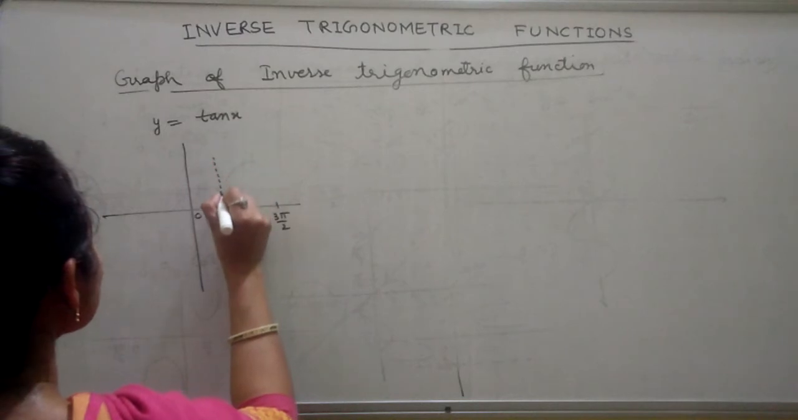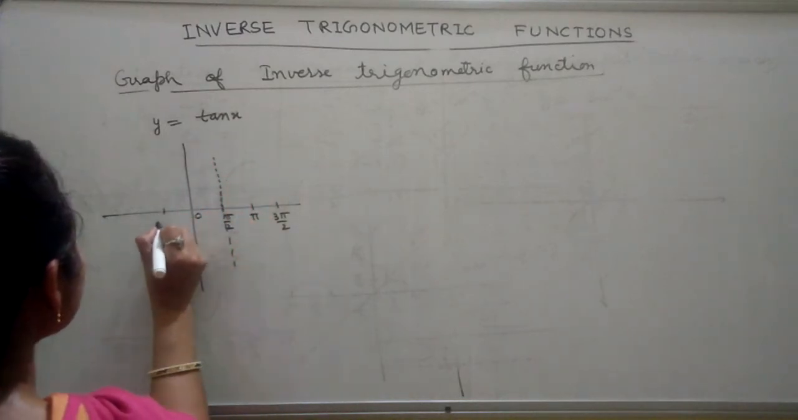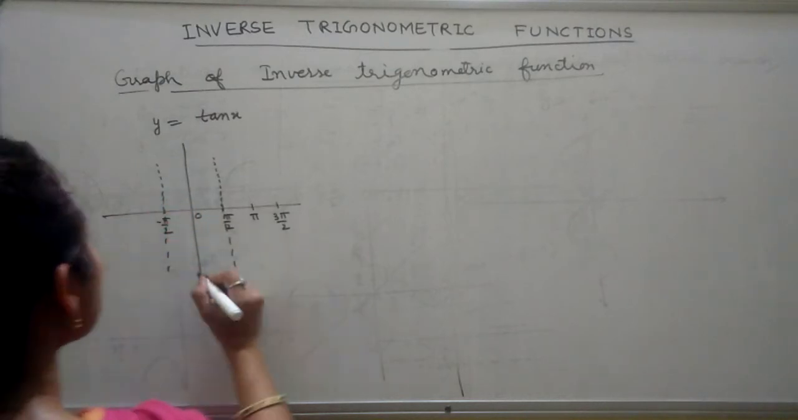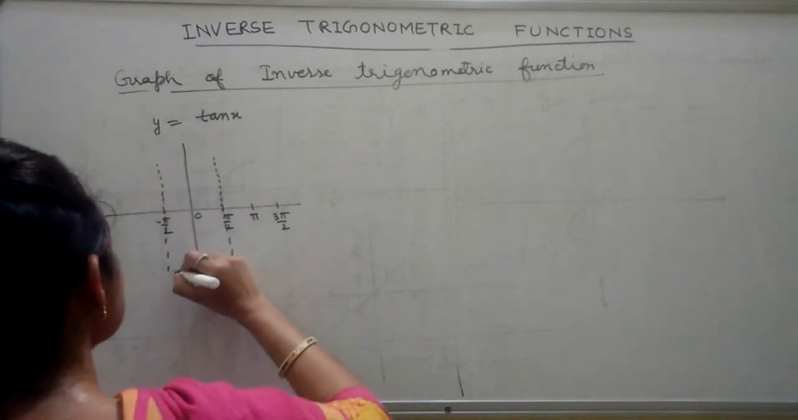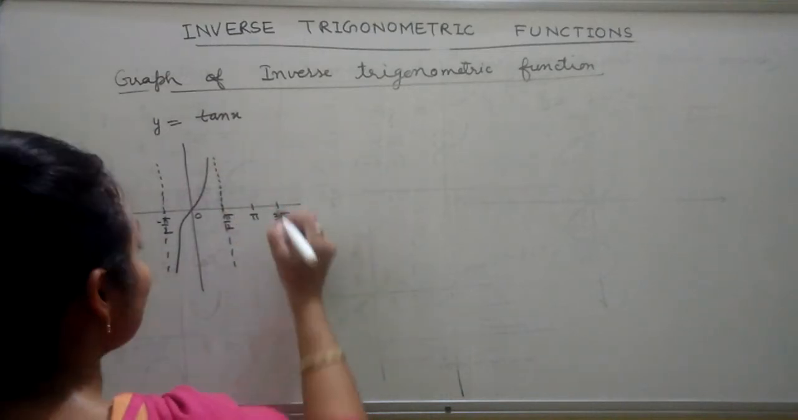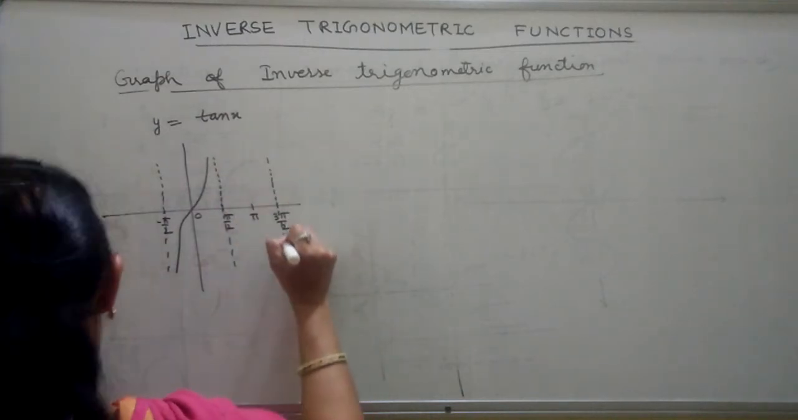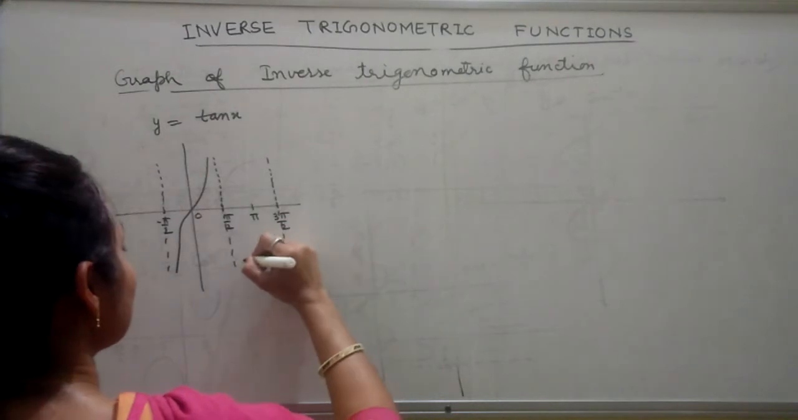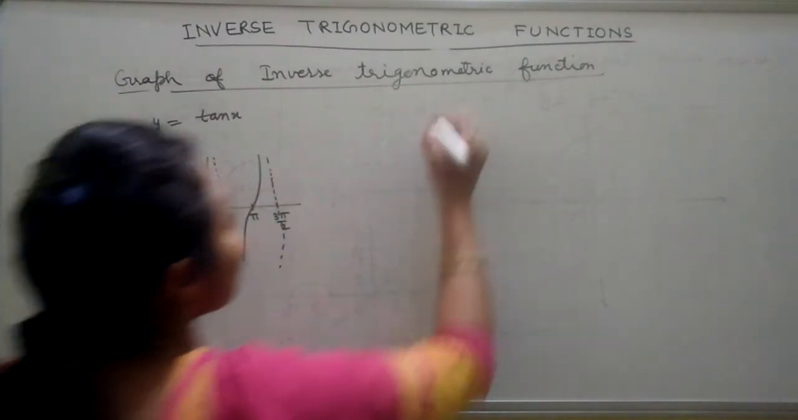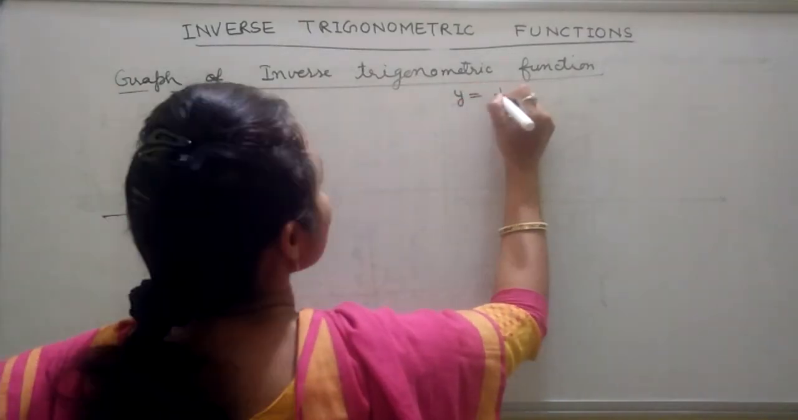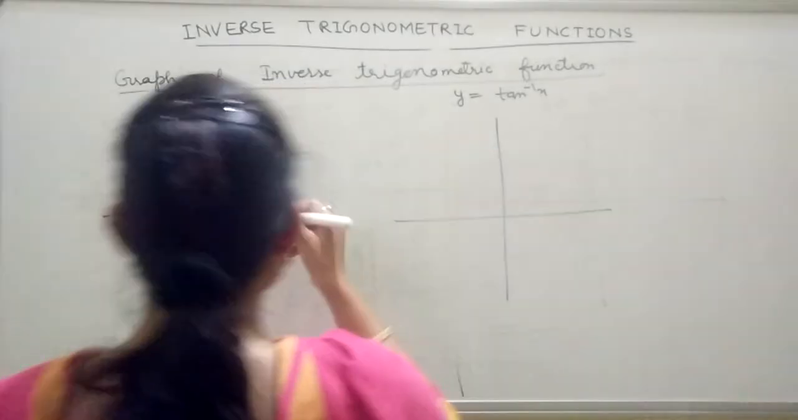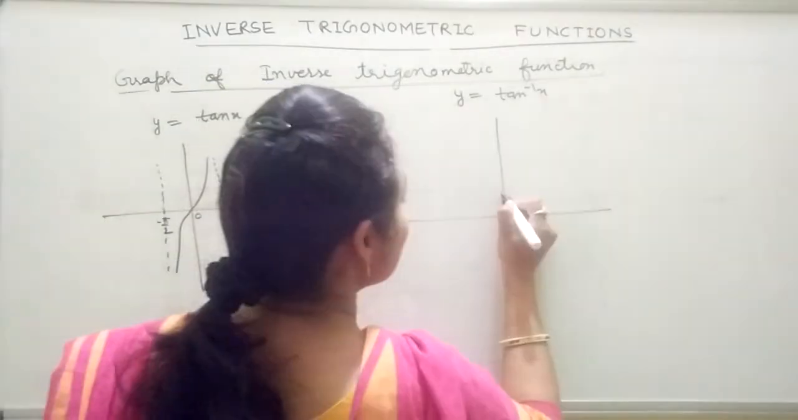And here we have a line like this at minus pi by 2. It is an open interval, that's why we have to take this value. In the next interval, 3 pi by 2 is there, and we have to take it like this. If we talk about tan inverse x, that is the graph which is opposite to this one.